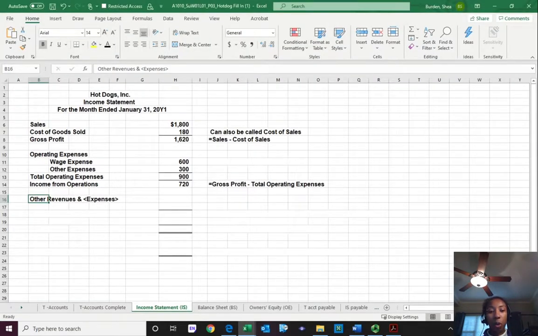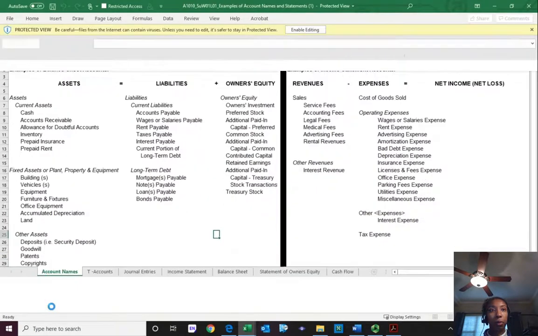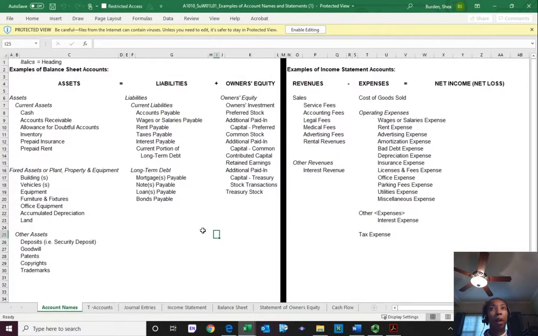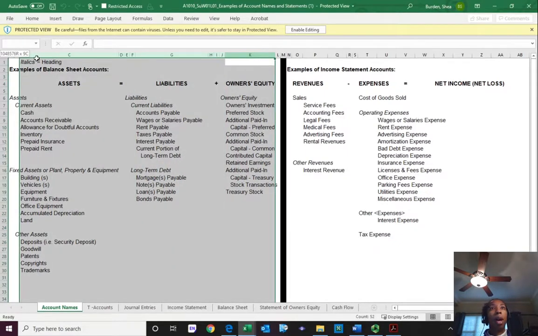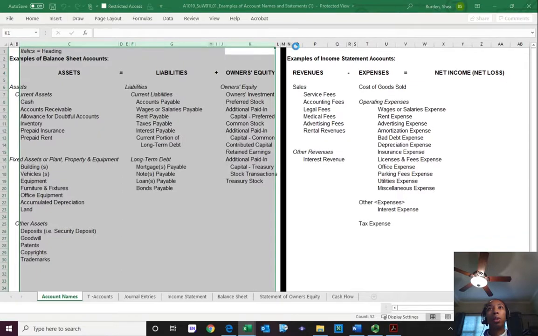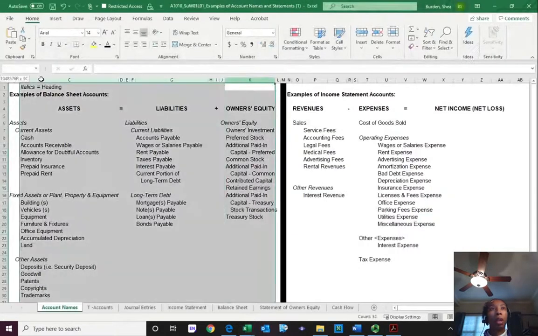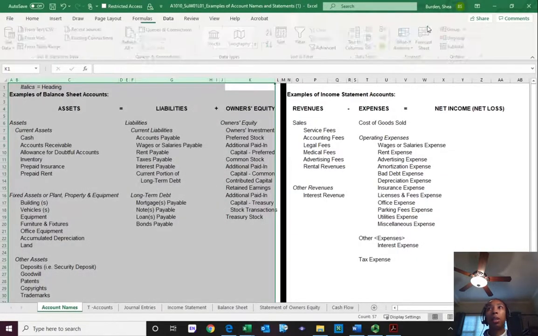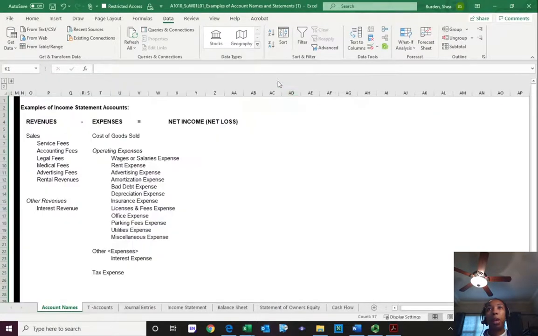And what you're going to go to is that first tab called account names. Now if you notice here, we haven't gotten to the balance sheet yet, so I'm going to collapse that so that we're not worried about that right now. And we're just going to look at the income statement items. So we did sales, and we're now on to other revenue and expenses, and other revenue is interest revenue, and other expense is interest expense.